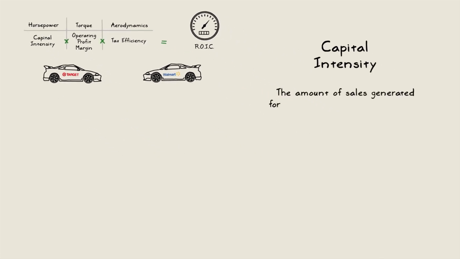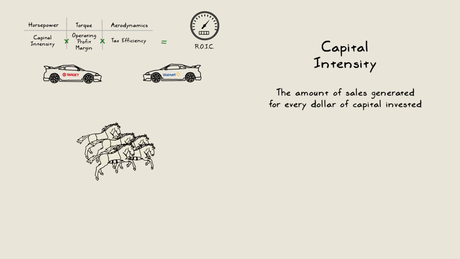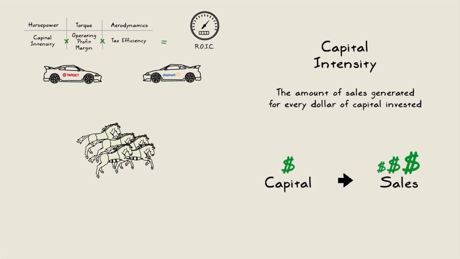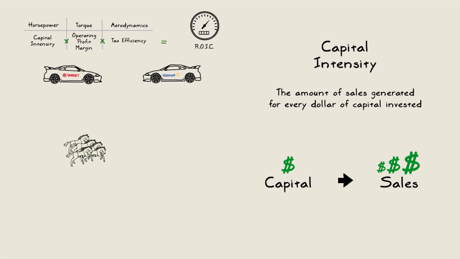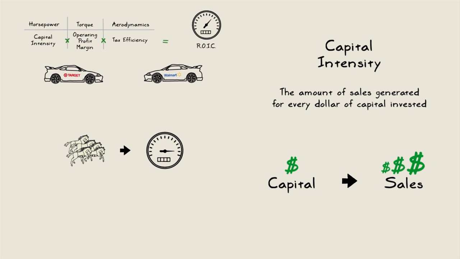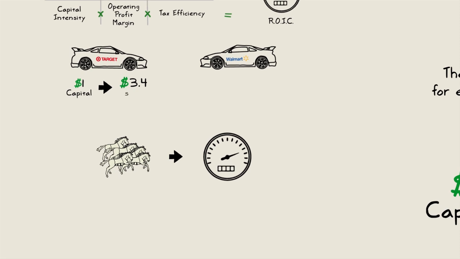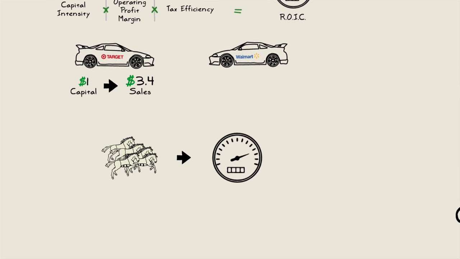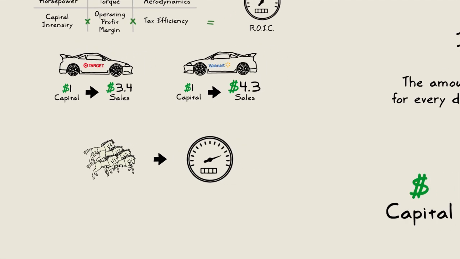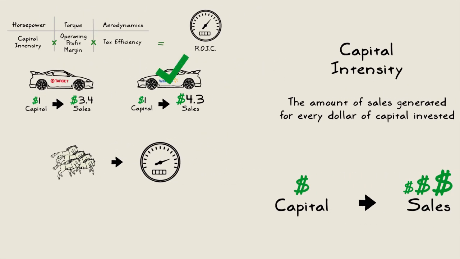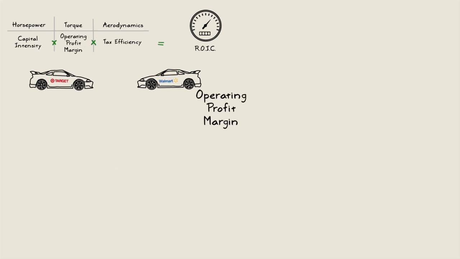Capital intensity measures the amount of sales generated for every dollar of capital invested. It's the horsepower of the company. Companies that generate more sales per dollar of capital are getting more out of their investments, just as race cars with more horsepower can generate more force. Over the same period of time, Target generated 3.4 in sales for every dollar of invested capital. But Walmart was able to beat this. At 4.3, Walmart had a better capital intensity.